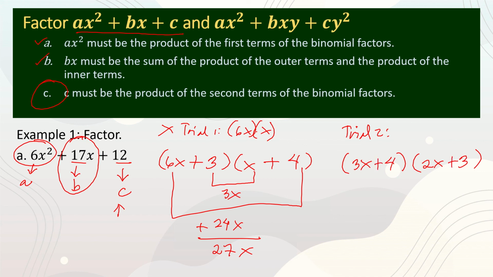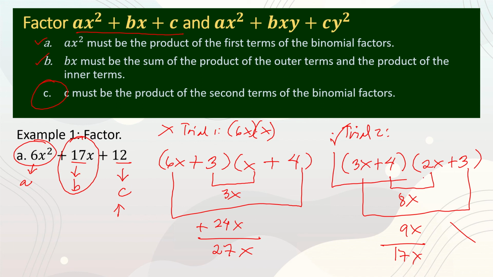Plus, plus. This is our trial 2. So yun pa rin. So middle terms or inner terms, 4 times 2x, 8x. Outer terms, 9x. 8x plus 9x. Okay, 8 plus 9, that would be 17. 17x. So there you go. The middle term or the second term of our given is 17x. The correct answer. The correct factored form is 3x plus 4 times the quantity of 2x plus 3.